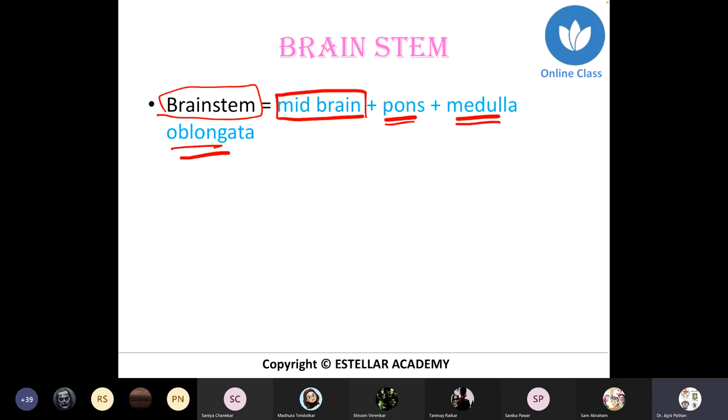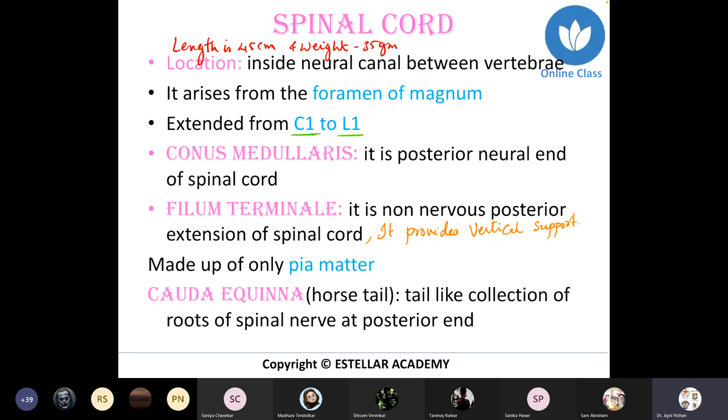Done. Next. So this is all about the forebrain, midbrain, and hindbrain. Forebrain, you have prosencephalon, midbrain, mesencephalon, and hindbrain, rhombencephalon. And the division of the forebrain, midbrain, hindbrain with all the parts has been done. Any confusion, I'll give you 1 minute to revise quickly before we move to spinal cord.